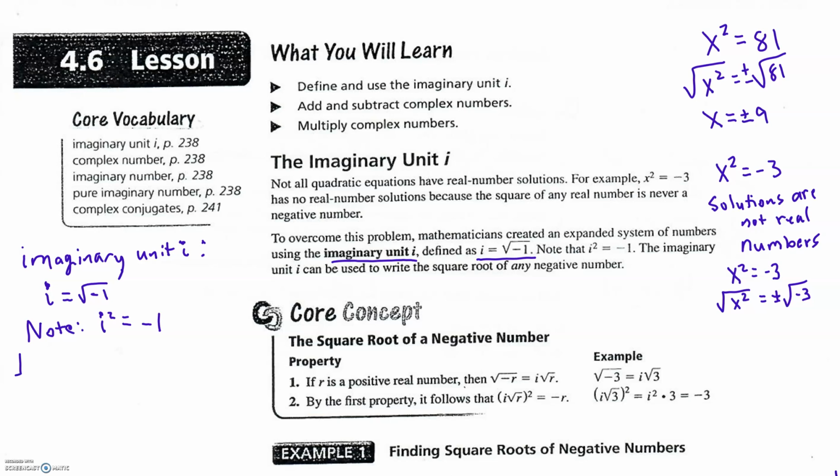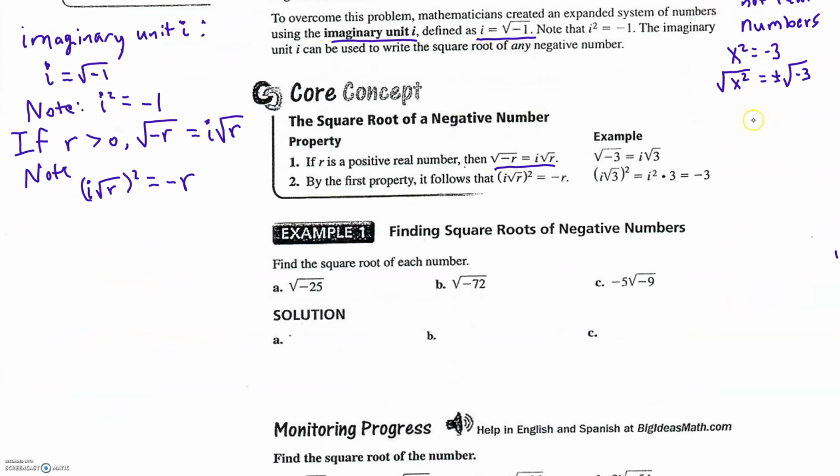The other thing that we need to know is if we have a positive number r, a positive real number, the square root of negative r, we're going to simplify that by bringing the negative out as an i, and making it i times the square root of r. That's this right here. So if you have the note packet, you can just highlight that idea. And then I want you to notice that if we take i times the square root of r and we square it, we get negative r. And an example of that, well, let's just go down here and do some examples.